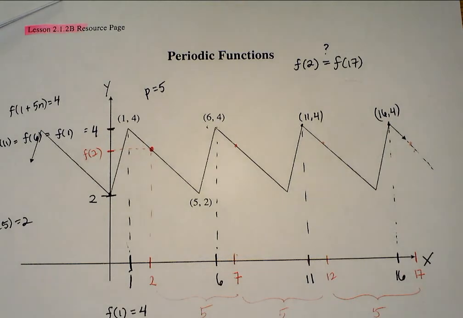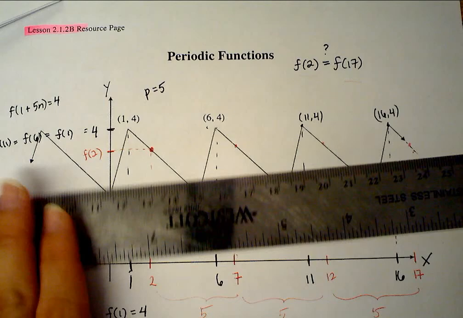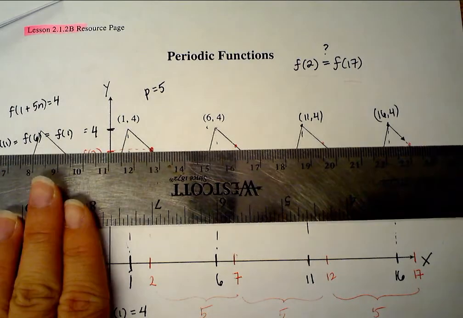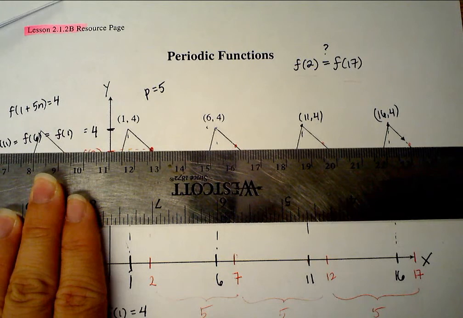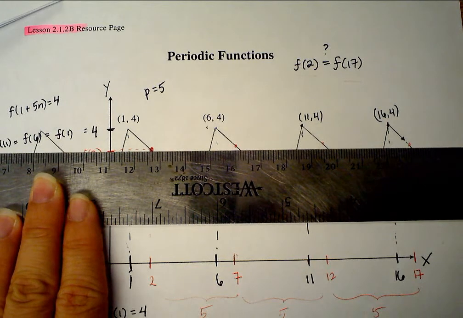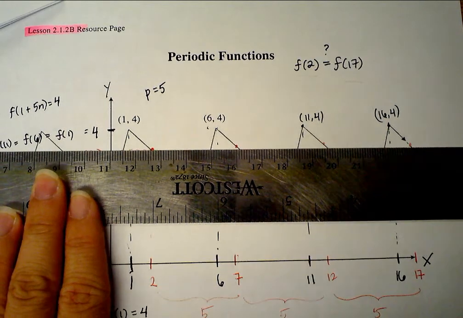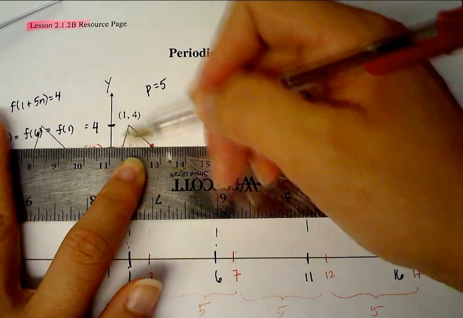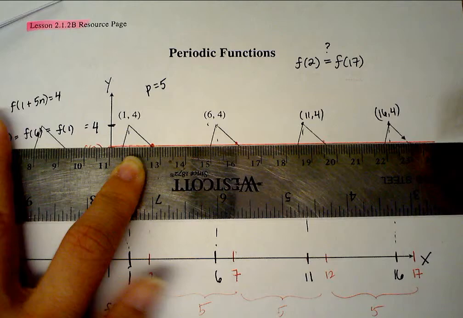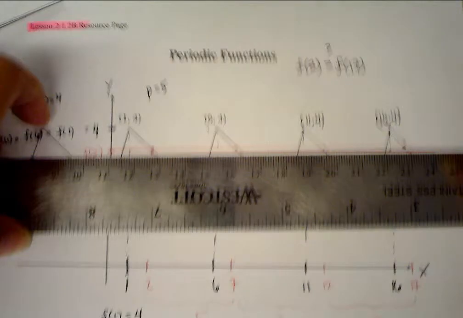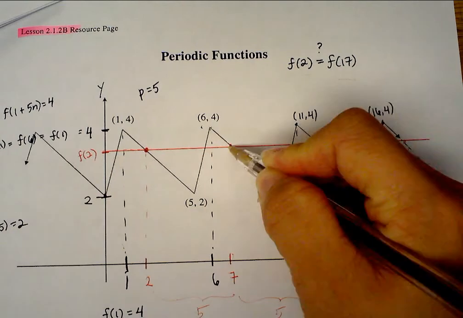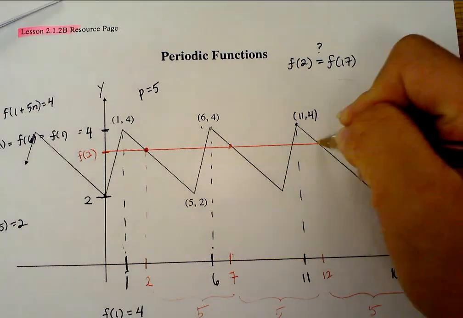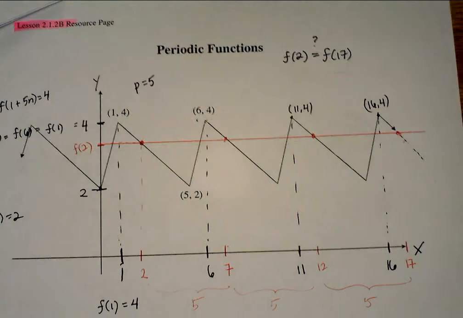Can we even make a little line? So if this is f of 2, but it can also be f of 7. And it could also be f of... Maybe it'll hit at 2, at 7, at 12, and 17. Yeah? That's cool.